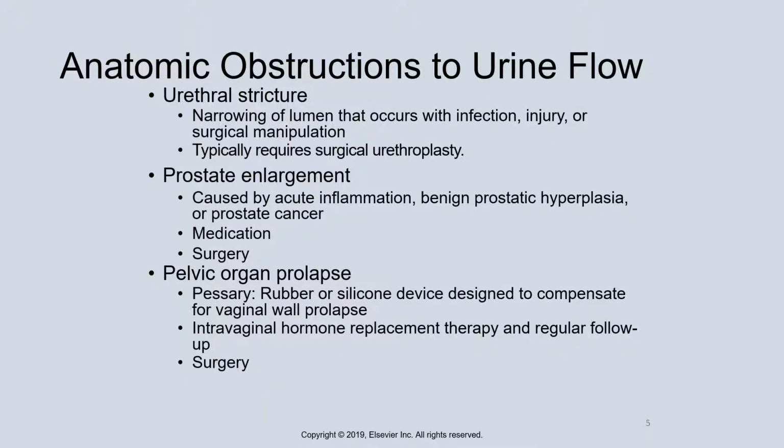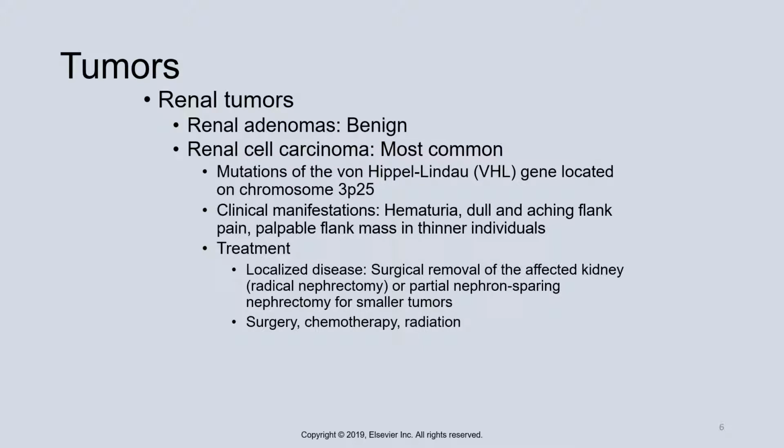Anatomic obstruction of urine flow includes urethral strictures, prostate, gynecological and pelvic causes. Maybe we show the diagram from before. And then we have now renal tumors. Renal adenomas are benign, and renal cell carcinomas are the malignant. All adenomas are benign, wherever they come from, colon, bladder, skin.